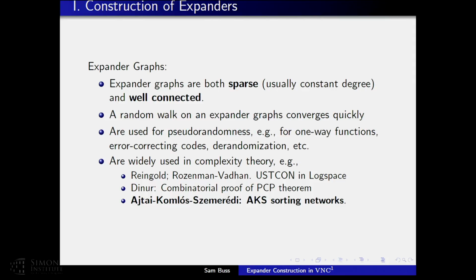Okay, so first of all, I think everyone knows what expander graphs are, but please take a quick look at the slide and refresh it. These are well-connected graphs. I'll define it in a moment. They have the property that random walks converge quickly to the uniform distribution. They have many applications. In particular, for us, the AKS sorting networks are constructed using expander graphs, and that's what we really depend on in our talk here.